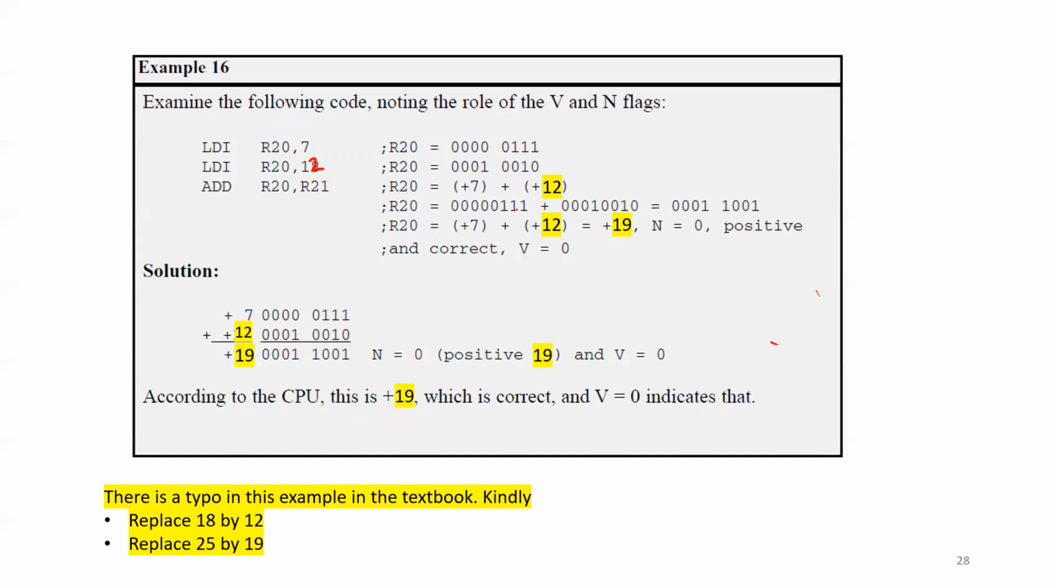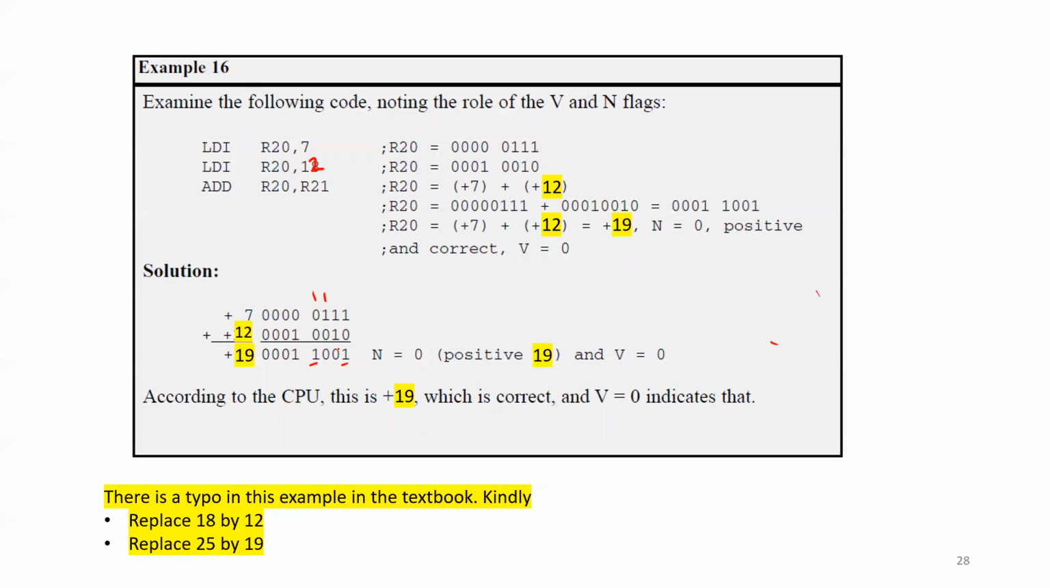Okay, so let's see the answer together. 1 plus 0 equals 1, 1 plus 1 equals 0, and we have carry 1, 1 plus 1 equals 0, and we have carry 1, 1 plus 0 equals 1, then 0 plus 1 equals 1, and then we have zeros, which means now our answer is 1 plus 8, which is 9, and this is 1. So our answer is plus 19.